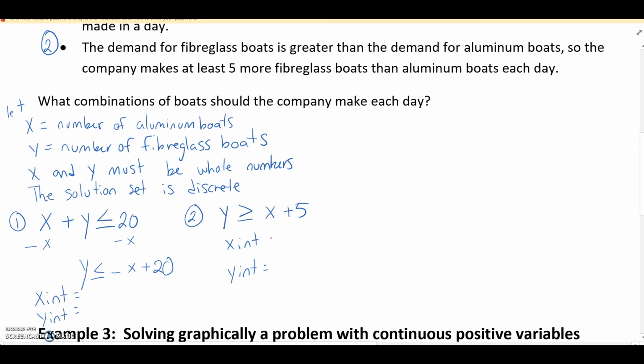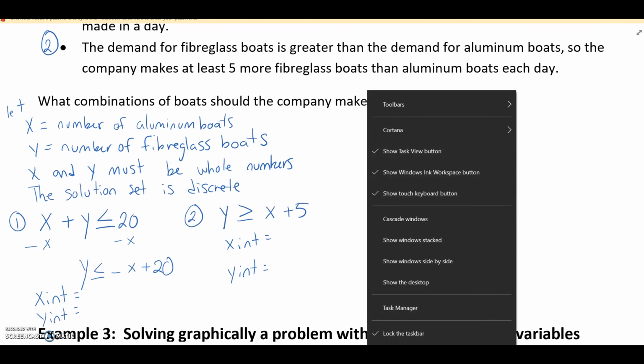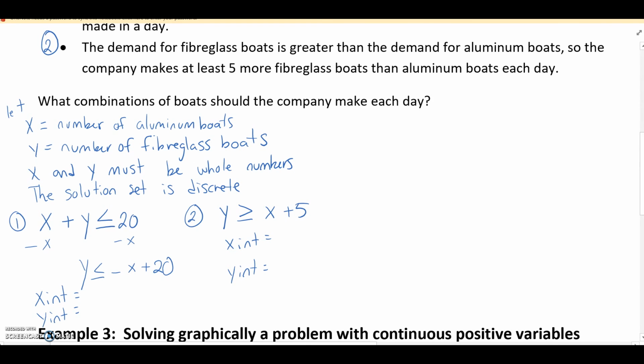I'm not going to take the time to go through that again. You guys know how to do that. So my x-intercept for the first equation is 20. And my y-intercept is also 20. For the second inequality, my x-intercept, there is none. That's visible on the graph. And my y-intercept is 5.